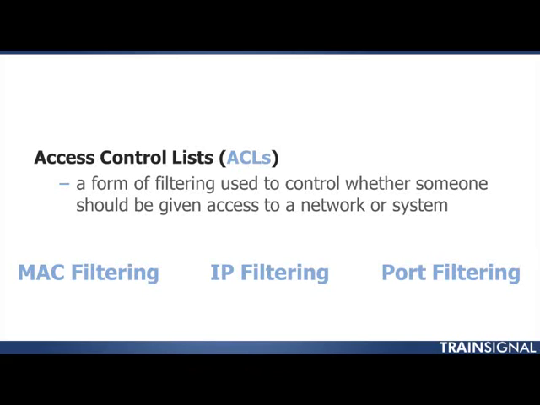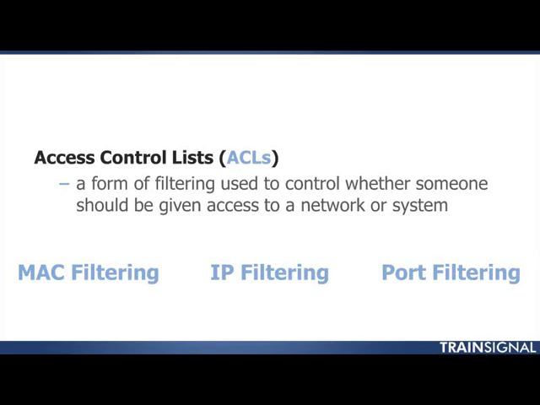Now you'll notice if you go back to the definition, I kind of mentioned how it's used to control whether someone, and I said or something. The reason I wanted to emphasize the something is because all three types of filtering that we're talking about here really kind of have to do with more of the something, right? It's not so much looking at if a specific user has access, but if the user is coming in via a computer, meaning that something has the right MAC address, the right IP address, or is coming in on the right port. And that's why I wanted to make sure we're not confused there.